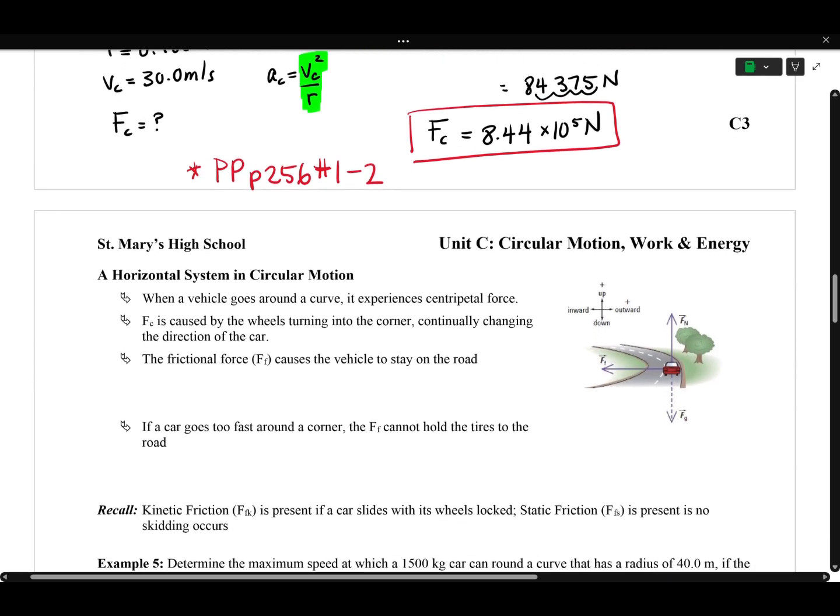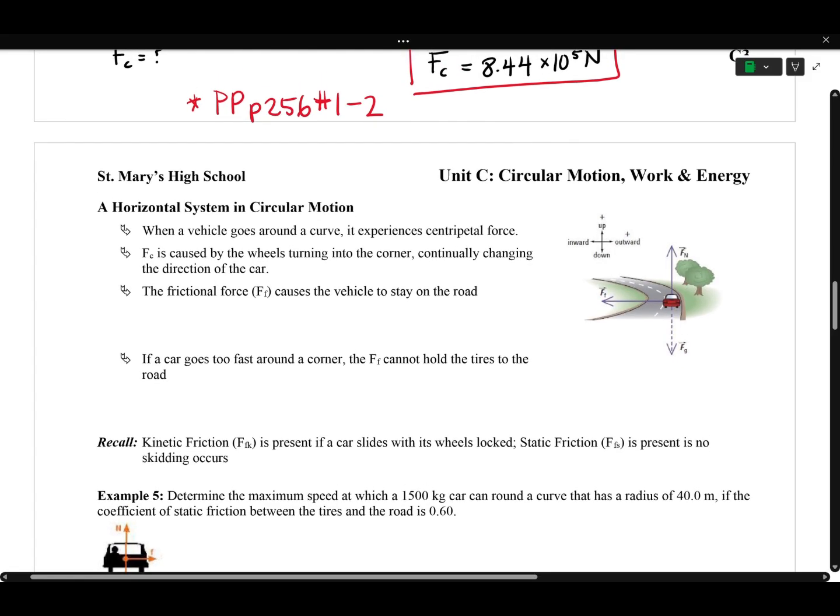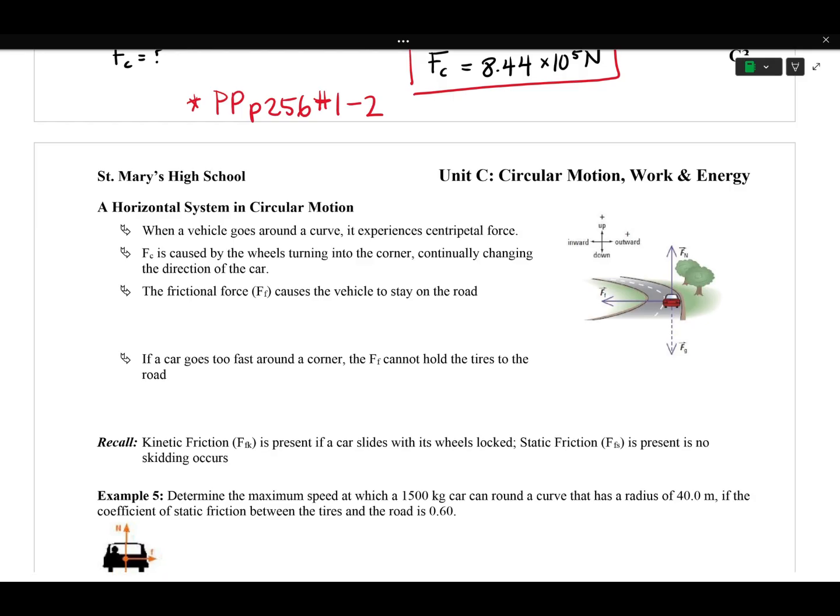Okay, so we're back now. Now we're going to take a look at what's happening when an object is turning a corner, moving in a horizontal plane, but making that circular motion. It's easy to think of a car turning a corner. When a vehicle goes around a curve, it is going to experience a centripetal force, and that centripetal force is going to be toward the center of the curve. The centripetal force that is going to keep you on the road is your frictional force.